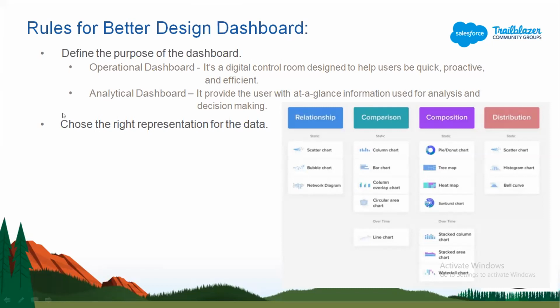An analytical dashboard is where you analyze your data, like the last 10 or 12 months of data. For example, you see that from the last 12 months we are not generating expected revenue, and then you take a decision. An analytical dashboard is generally used by more senior management people in the company. Operational dashboards are used by sales reps or case agents. So first define the purpose of the dashboard: for whom you are going to create it, and what the audience is for that particular dashboard.